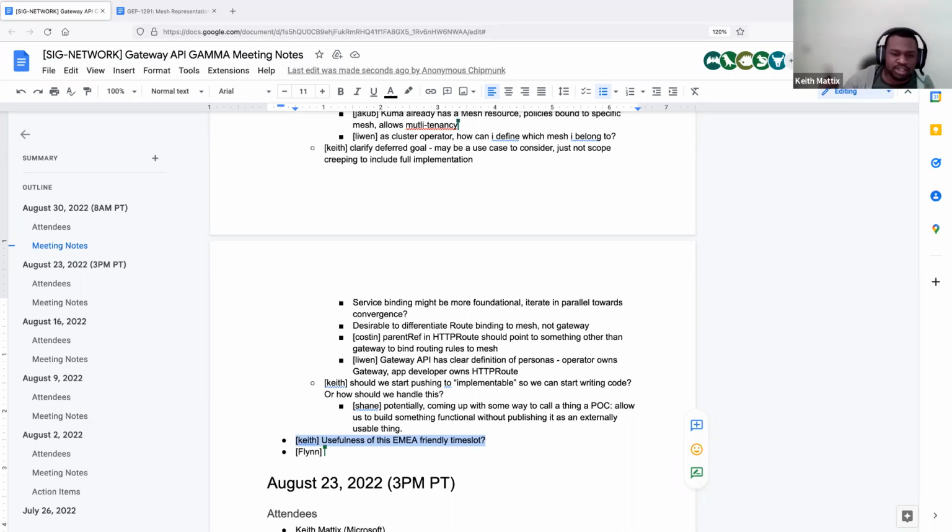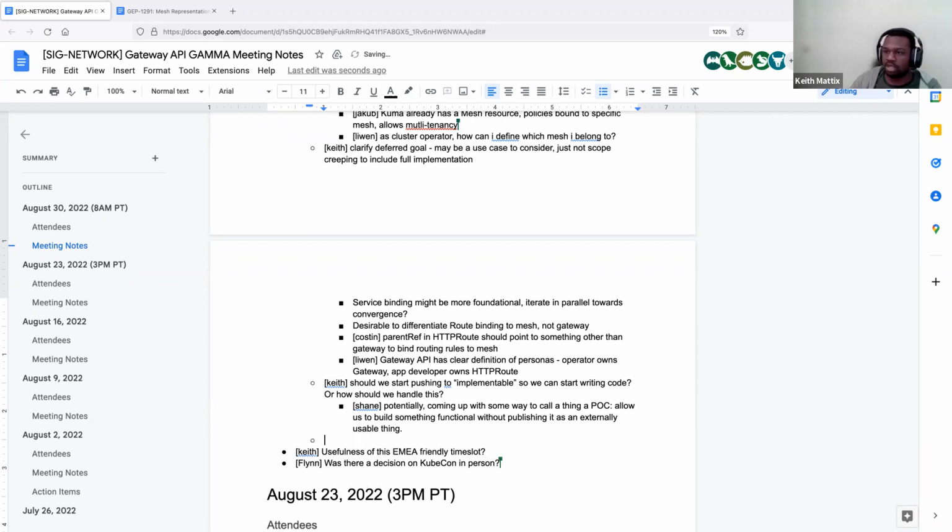Okay, so one thing I wanted to add is I just put the link to the mesh service binding GEP in the Zoom chat. So that's a good place to start. I wrote it initially, but spent most of my time on mesh representation. I would love folks to contribute their perspectives on that GEP, and of course I'll add my own as I get time.